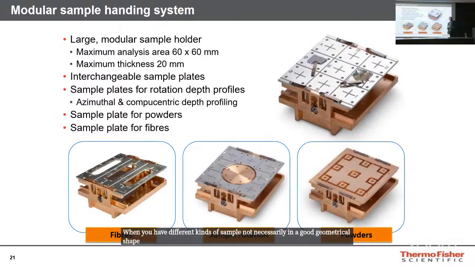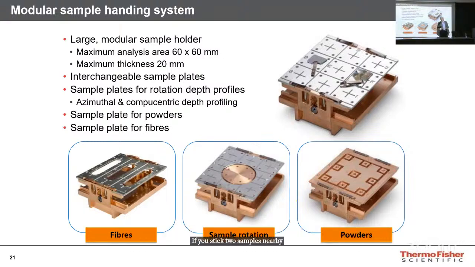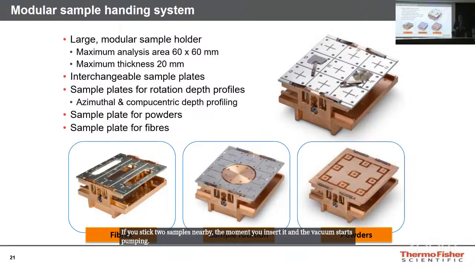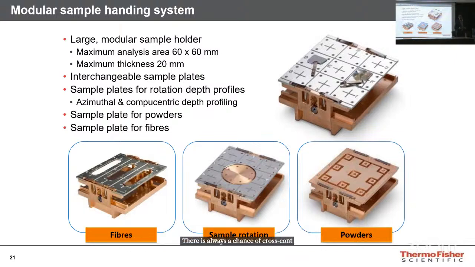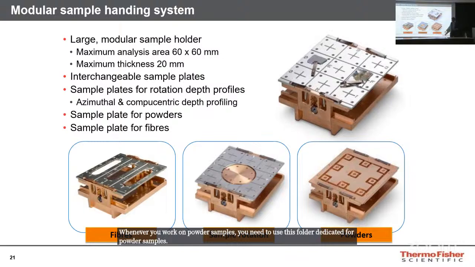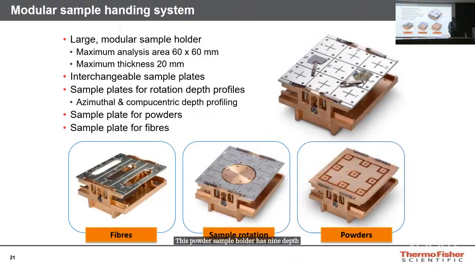When you have different kinds of sample, not necessarily in a good geometrical shape, for example, you might have powder samples. Most of us work with powder samples. When you have a powder sample, and if you go for this universal holder, if you stick 2 samples nearby, the moment you insert it and the vacuum starts pumping, there is always a chance of cross-contamination. So in order to avoid cross-contamination, whenever you work on powder samples, you need to use this holder dedicated for powder samples. This powder sample holder has 9 depth holders, which help you to load powders of very small quantity. The great important aspect is that it eliminates the possibility of cross-contamination.